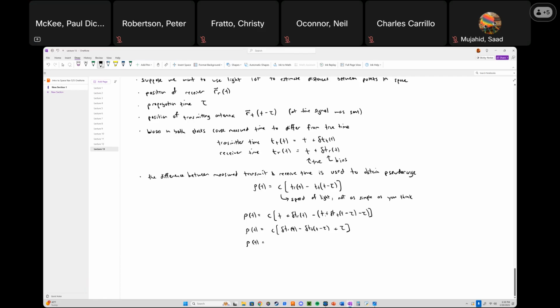Or you could think of it as being c tau, which is really what we tend to think. We say, okay, this is the true transmit time, and then there's also multiplied by the speed of light, there's your range. That's really what we're after. But then there's also this other annoying bit, which is c times delta tr of t minus delta tt of t minus tau. So this is what we're after, or we'll say the interesting bit. And then this is junk that's coming along for the ride.